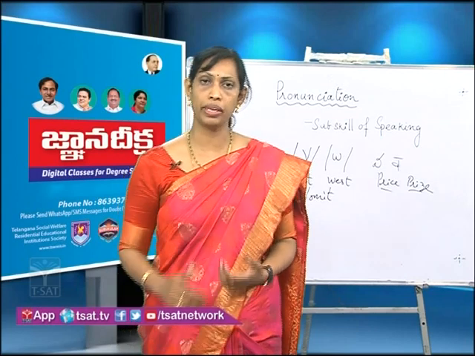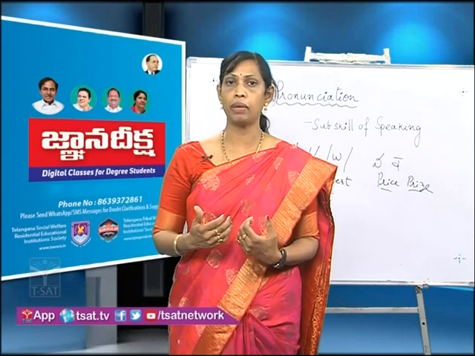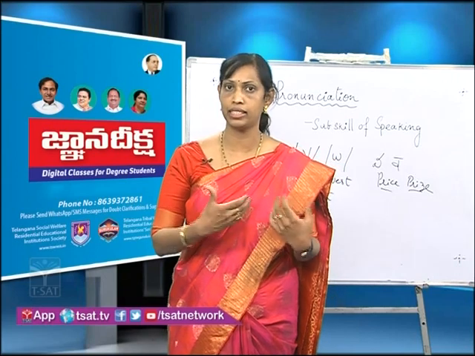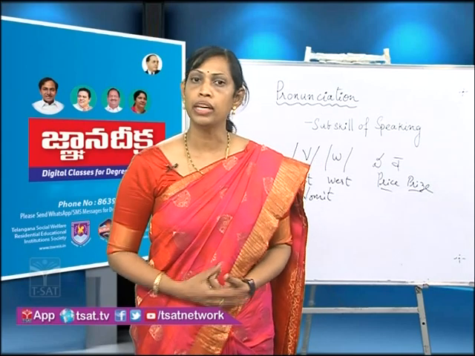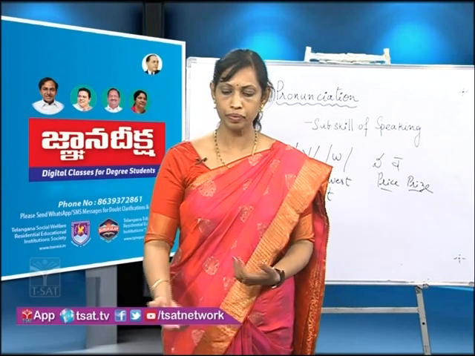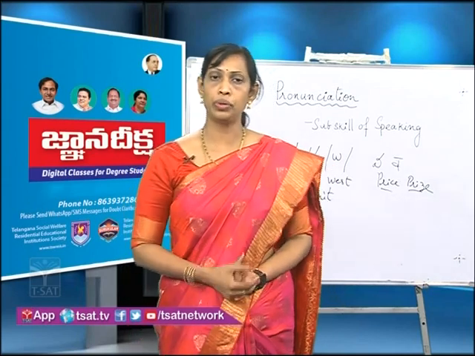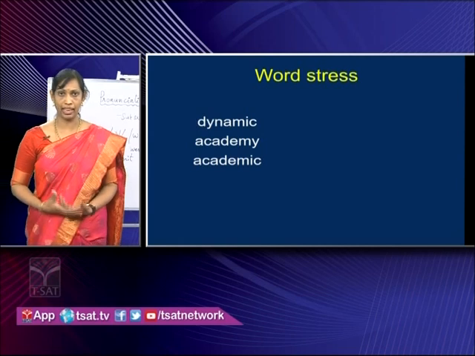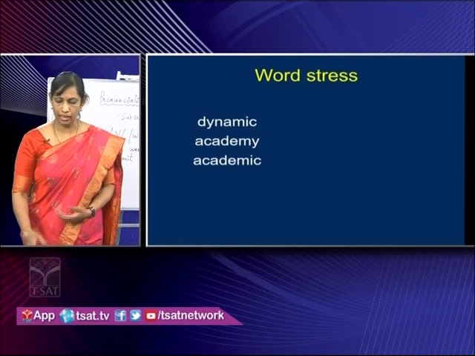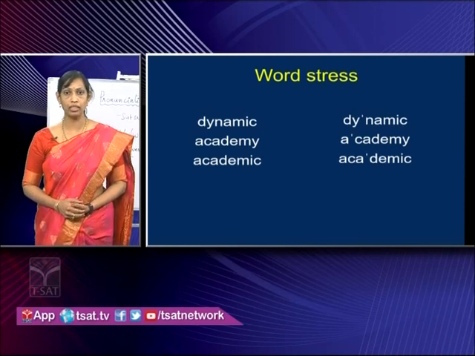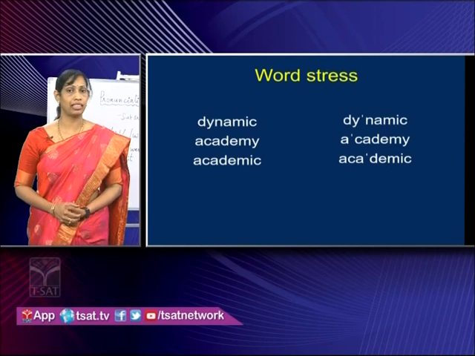So now students, we have completed the first part, that is segmental features of the sound system of English language, which operate at the sound level. Now let us go to the suprasegmental features, and the first part is word stress. Now students, I want you to read these words. I know that you have read these words as dynamic, academy, academic, but now I would say that these words are pronounced as dynamic, academy, and academic.